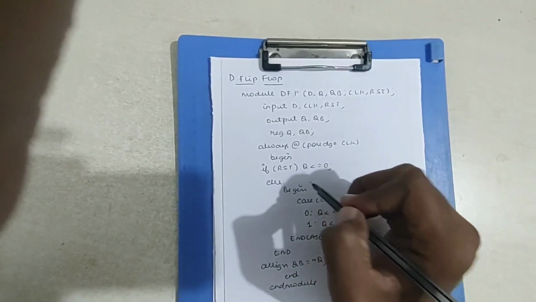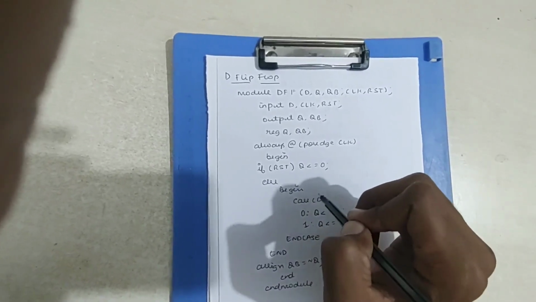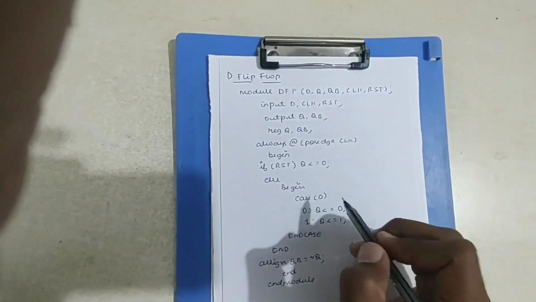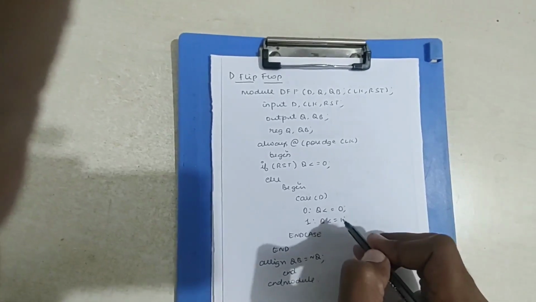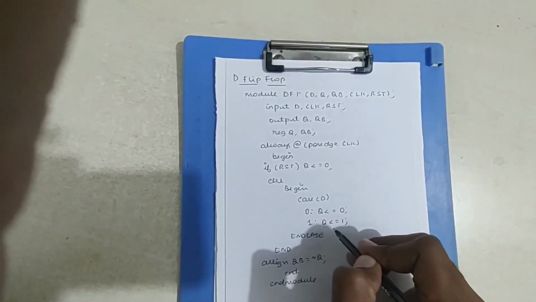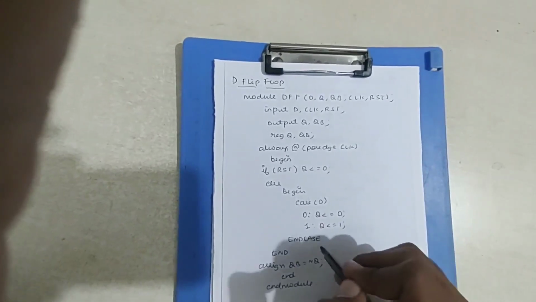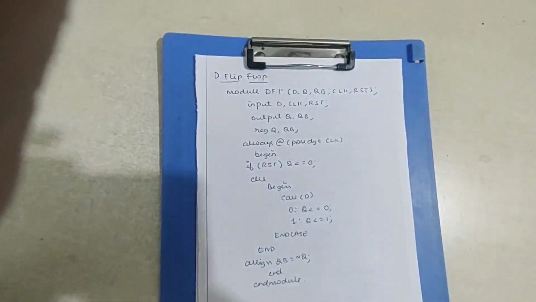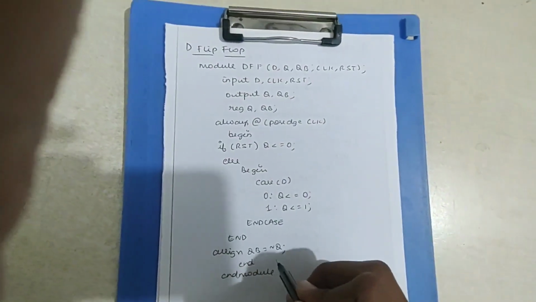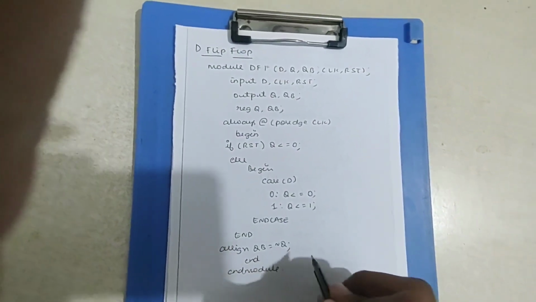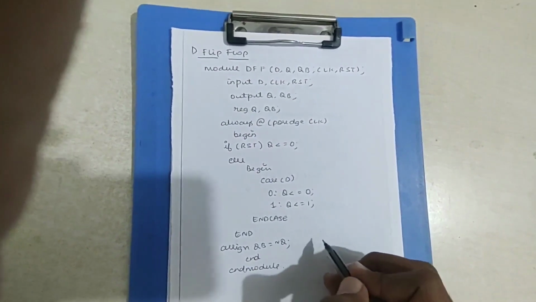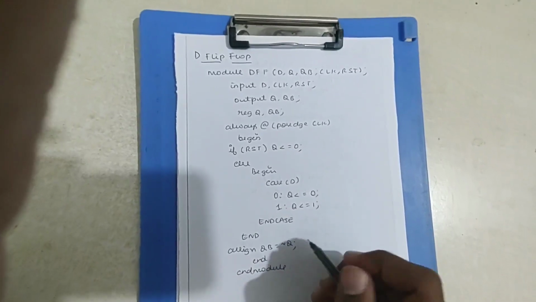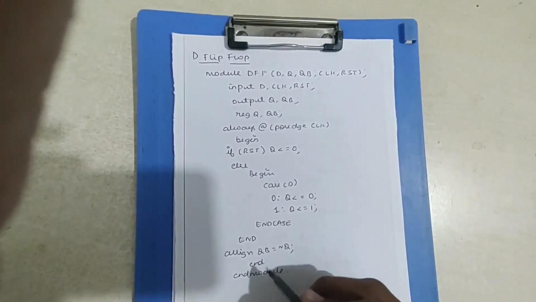Else, if RST is not asserted, it enters the block and checks the value of the data input D. If D equals 0, then Q is set to 0. If D equals 1, then Q is set to 1, and then end, end module. The assign statement QB equals not Q states that this line assigns the complement of Q to QB. It calculates the complement of the current state which is used in the D flip-flop, and here the program ends with endmodule.